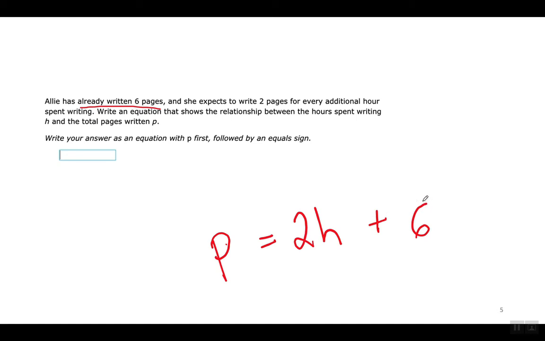Okay, the total pages written equals 2 pages written per hour plus 6 pages that she had already written. Again, this is our y-intercept, and this is our slope. The number that's being multiplied over and over again is the slope. Always.